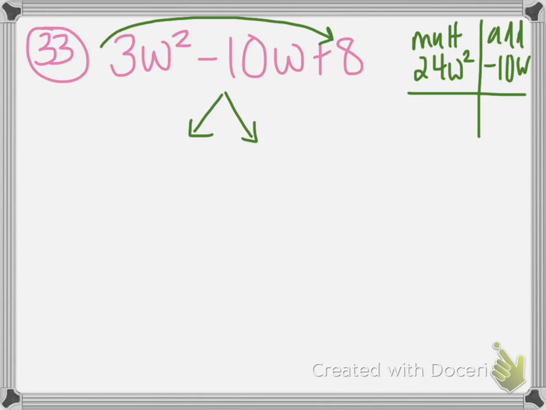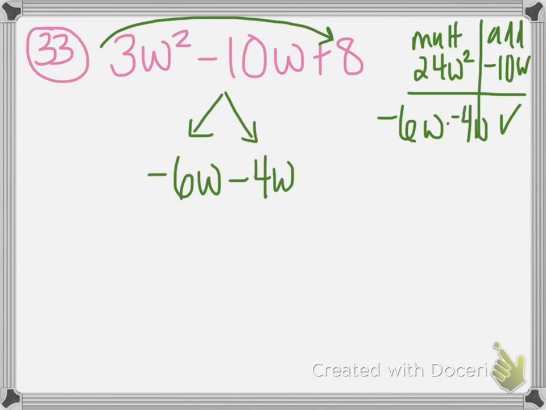So if you think through all the different values that will multiply together to give you a product of 24w squared, there are values that are both positive and values that are both negative, because numbers with the same sign multiply to give you positive values. So if I multiply a negative 6w and a negative 4w together, I'm going to get a positive 24w squared, and when I add them I get a negative 10w. So I'm going to break up the 10w in this problem into a negative 6w and a negative 4w.